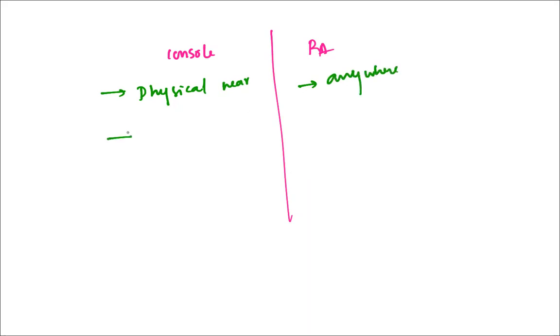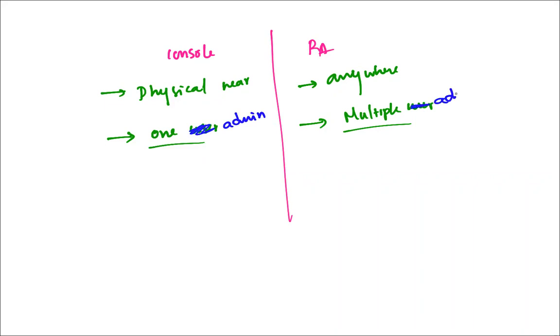And the next thing is, a console connection allows only one user. Only one user can log in through the console because there is only one console port. But when it comes to remote access, if you have 5 admins for your router, all 5 admins can log in, which means multiple users can log in with remote access. So there is no restriction. Here only one user, here multiple users can log in. By users I don't mean normal users, I mean admins. One admin here, but here multiple admins can log in to the router.